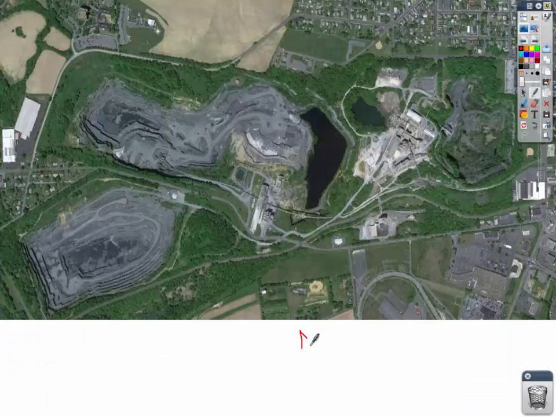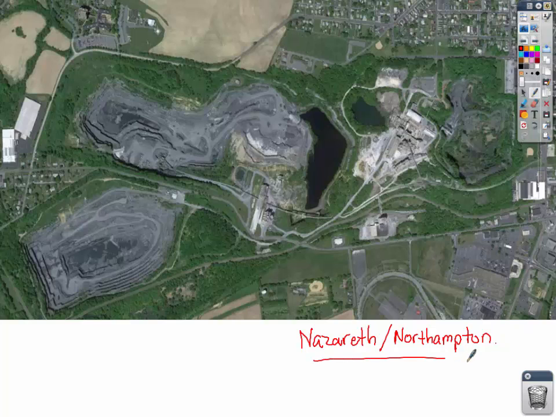This is the town of Nazareth, Pennsylvania. And just next to Nazareth is a town called Northampton. If you went to Nazareth, you were a Blue Eagle. If you went to Northampton, you were a concrete kid. Because in this area of the world, the underground is called the limestone belt, and an open pit mine that mines building materials like limestone is called a quarry.